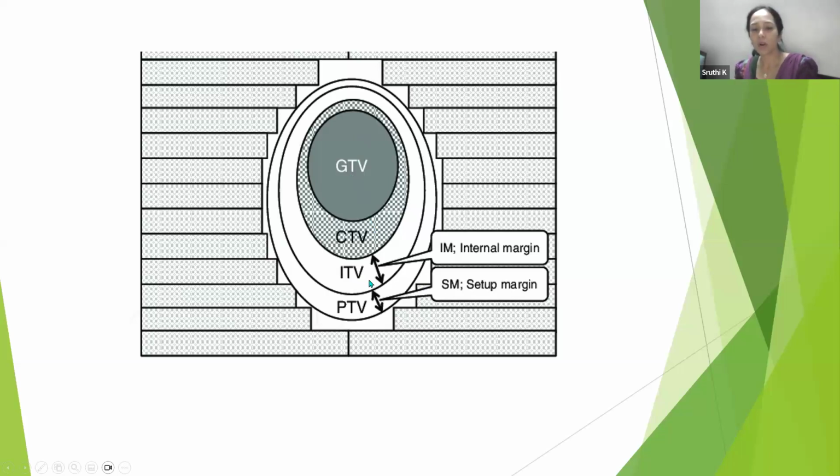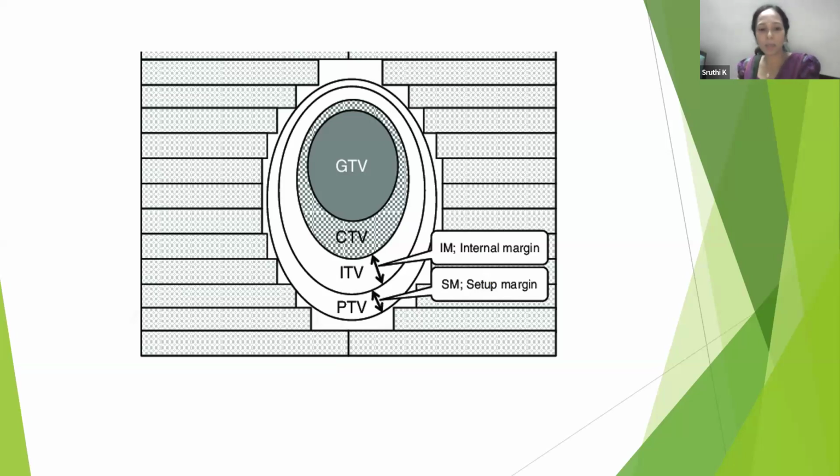Then you have something called the ITV, which is actually the margin given for the motion of the tumor. This motion is usually not very significant with respect to brain tumors, but with respect to other organs like lung, ITV plays an important role. The other concept is PTV, which is the planning target volume. The planning target volume is actually the setup margin, which is given for the tumors to account for any setup errors which can happen in the machine.